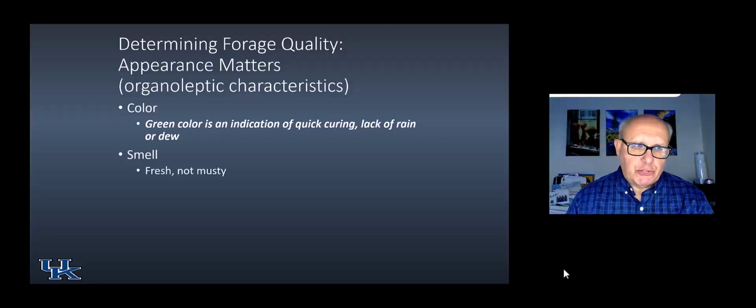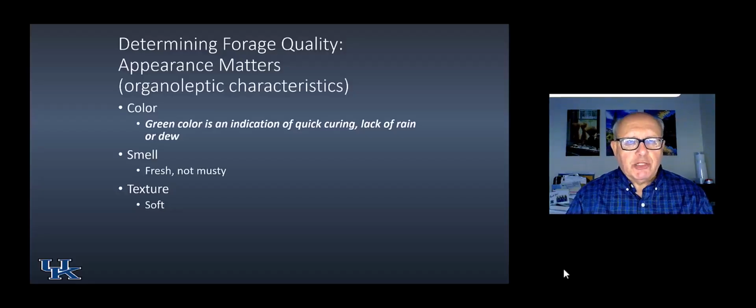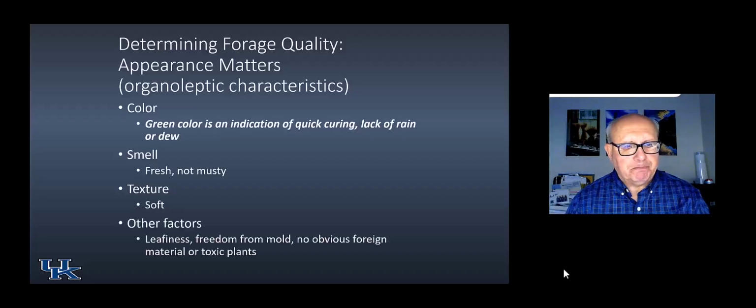Now, the smell also is something that we can sense. We want it to smell fresh. We want it to have a sweet smell. We don't want to have it smell musty, because that's an indication of mold. And we like soft textured hays, and we know that on the extreme end, hays like foxtail with heads, that head itself can cause us difficulty. So we like that soft textured hay like we see with orchard grass.